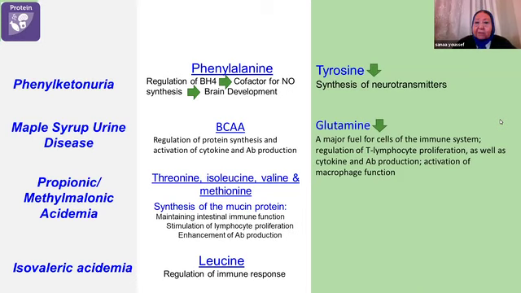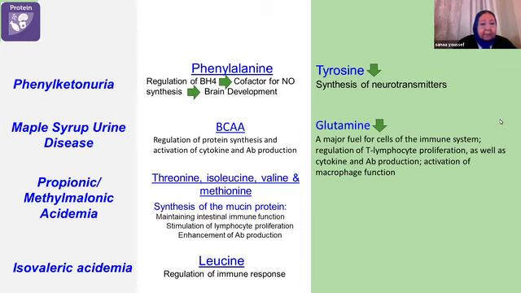Now, coming to MSUD, the branched chain amino acids are responsible for the regulation of protein synthesis, activation of cytokines, and also antibody production. Accordingly, the accumulation of the branched chain amino acids will at the same time result in a decrease in glutamine, which is the major fuel of the immune system. The regulation of T lymphocyte proliferation, as well as cytokine and antibody production and activation of macrophage function, are all going to be lost.